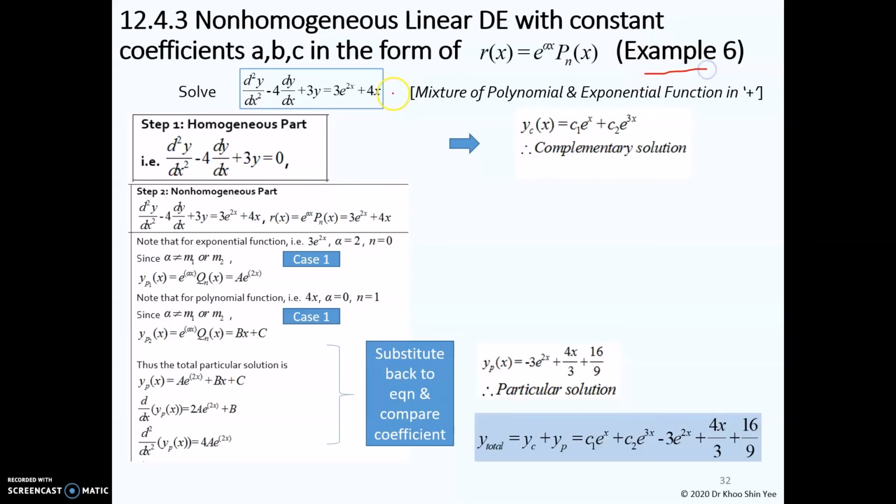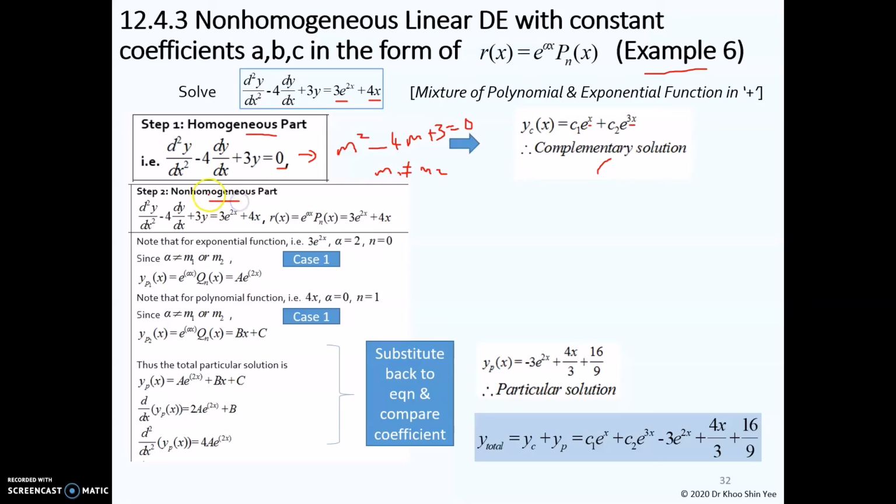In example 6, you have an exponential function plus a polynomial function in your right hand side. First of all, we let the right hand side equal to 0 to obtain the homogeneous part. Then you form the characteristic equation. So m squared minus 4m plus 3 equals 0. And from here you can solve for the roots m. You shall obtain m1, m2 equal to 1 and 3 here. m1 is not equal to m2 in this case. Therefore, no treatment is needed, and this is the complementary solution.